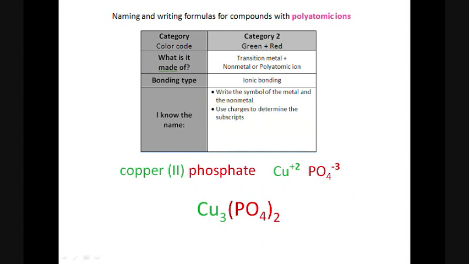So our final correct chemical formula is Cu3(PO4)2. This example is about as complicated as it gets, so a little practice should clear up any questions you still have.